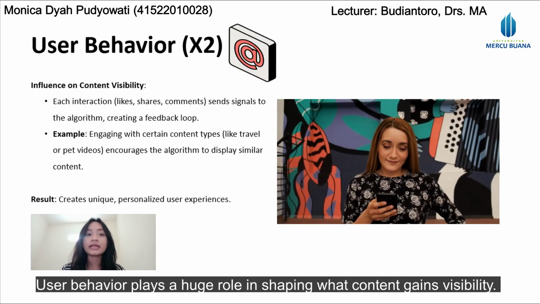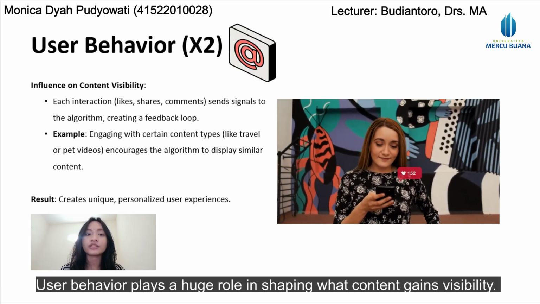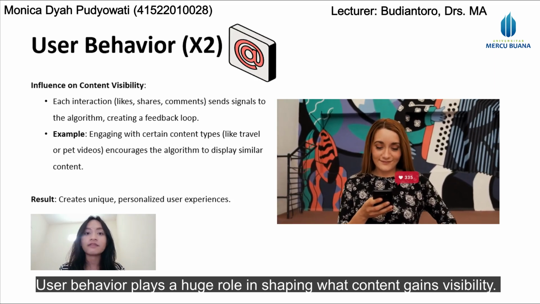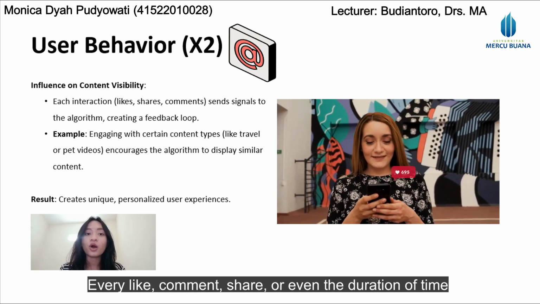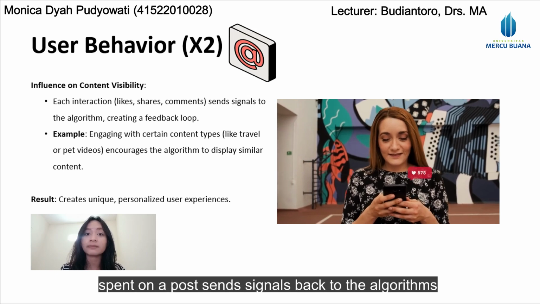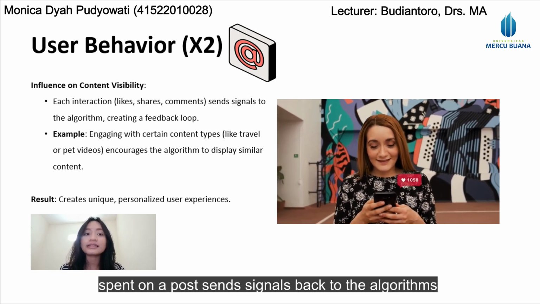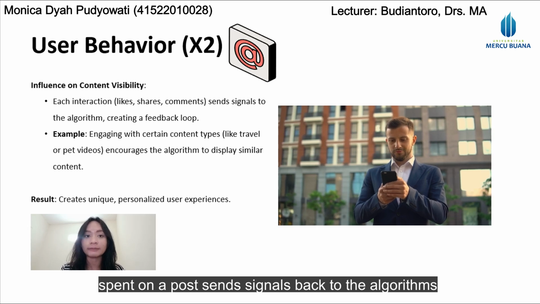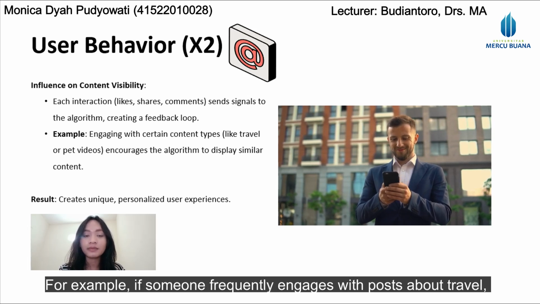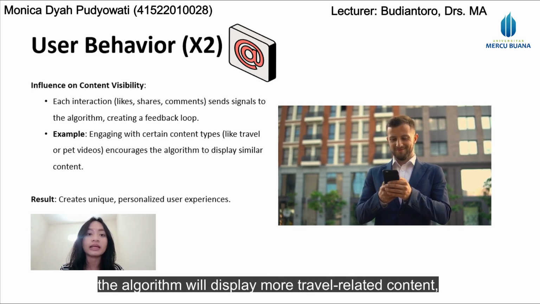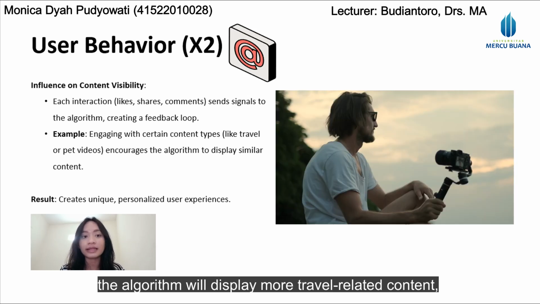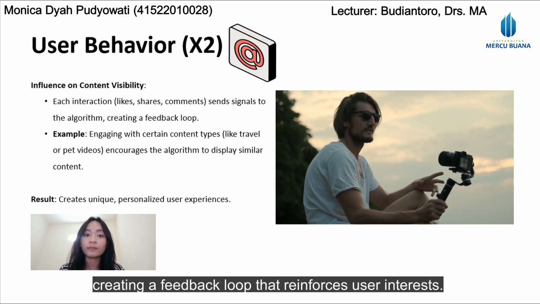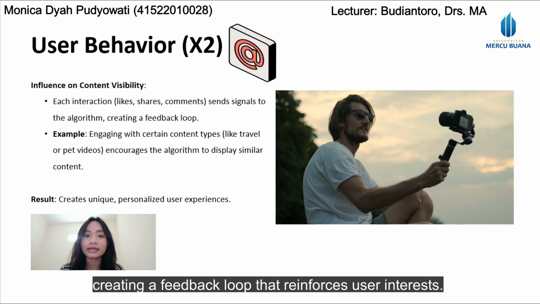User behavior plays a huge role in shaping what content gains visibility. Every like, comment, share, or even the duration of time spent on a post sends signals back to the algorithms. For example, if someone frequently engages with posts about travel, the algorithm will display more travel-related content, creating a feedback loop that reinforces user interest.